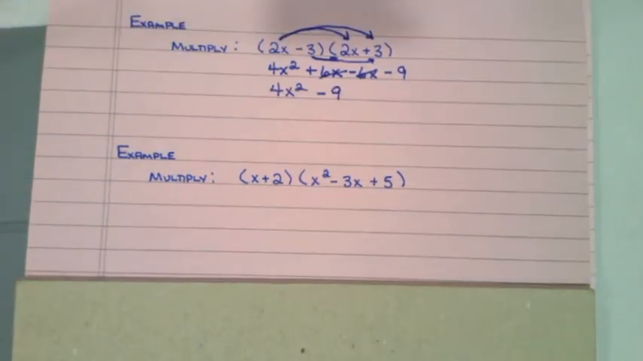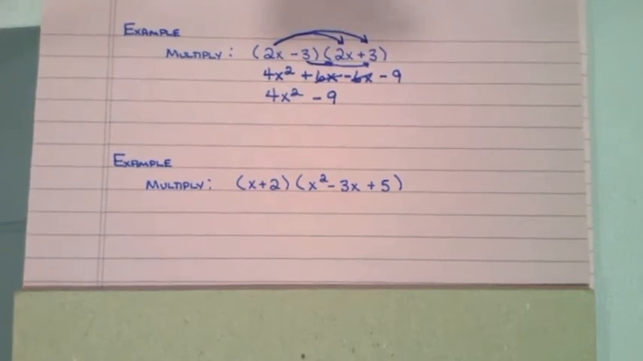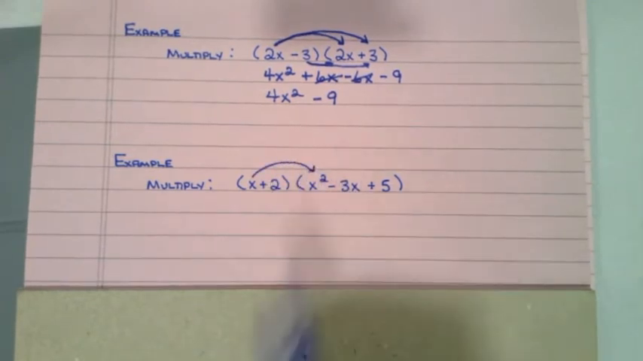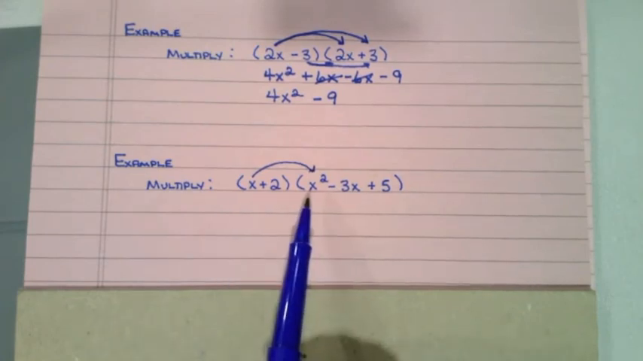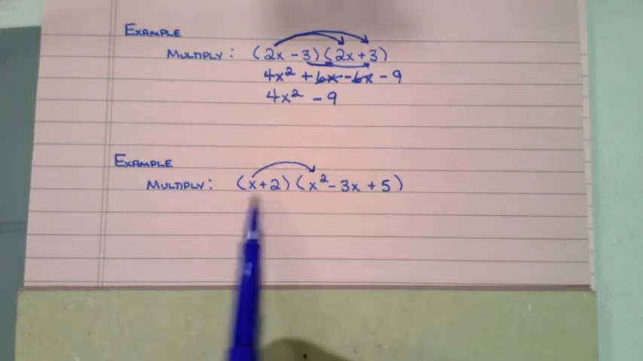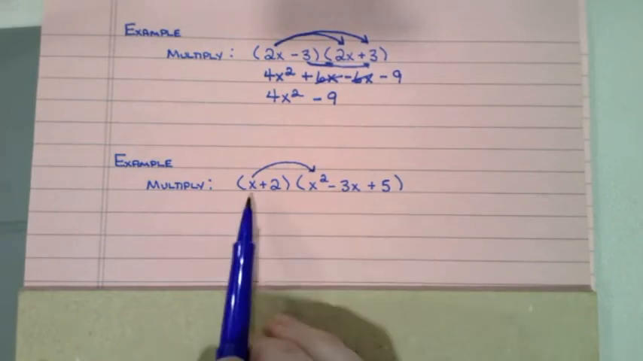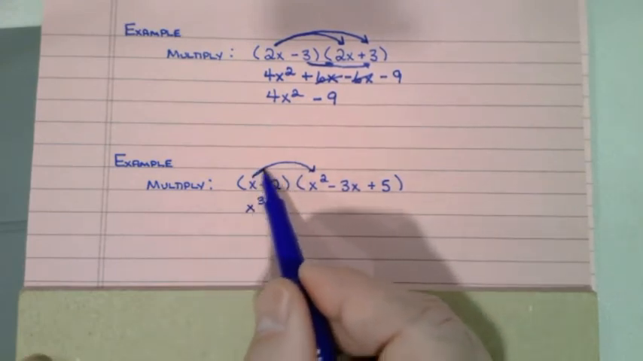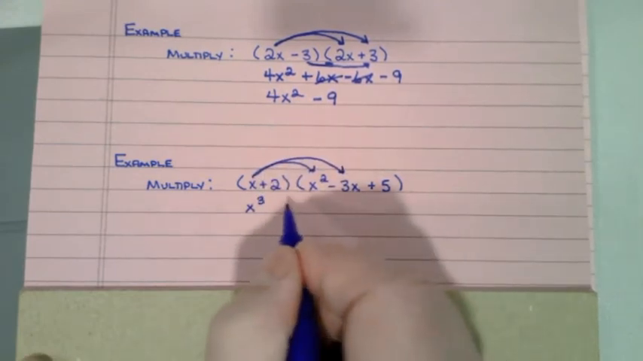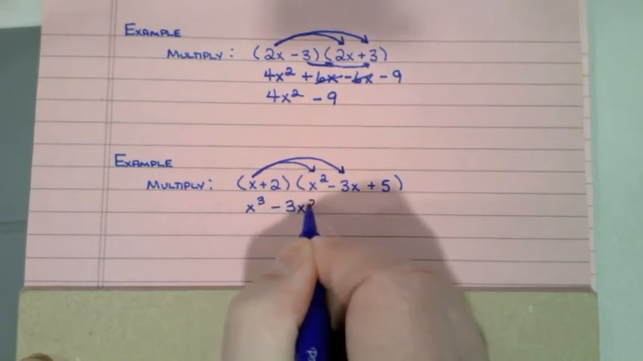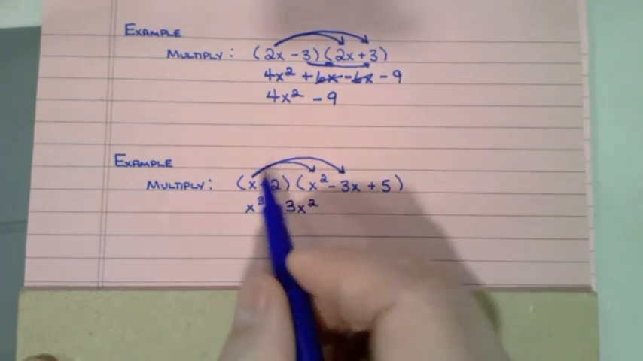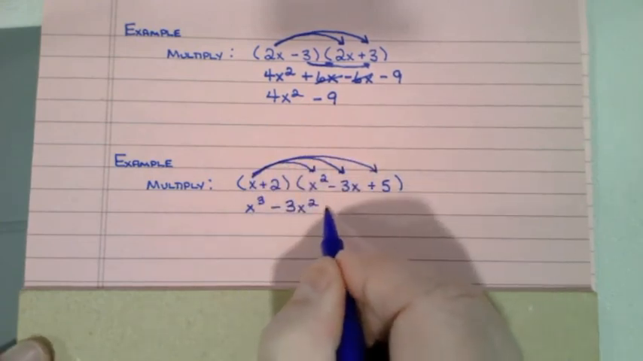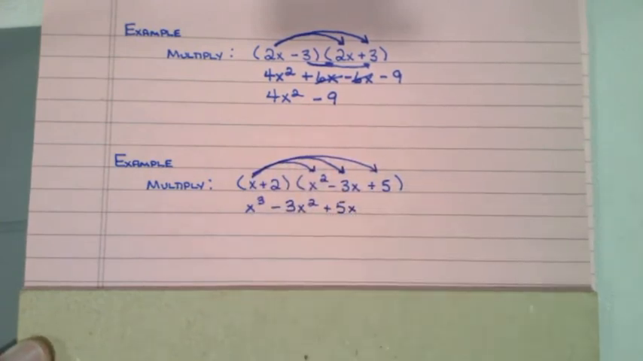Again, it doesn't matter how many terms you have. You're just simply going to take each term in the first set of parentheses and multiply it to every term in the next set of parentheses. Doesn't matter how many are in this next set. I'm going to take this x right here and multiply it to each one of these. X times x squared gives me x to the third power. X times negative 3x gives me negative 3x squared. Then I take this x and multiply it to 5, positive 5x.